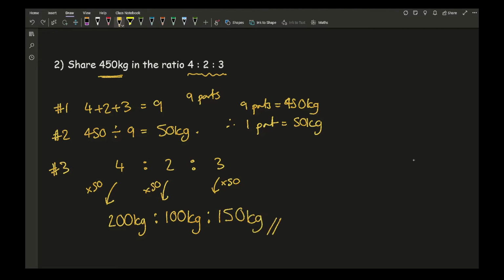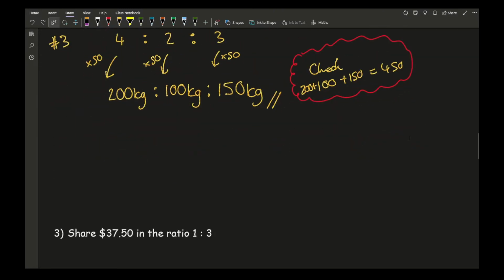And again, if I want to check the answer, I just add those numbers up. So to check, 200 plus 100, oh, not 1000, plus 150 equals 450. I don't know why I keep writing thousands. 450, and there you go. Again, you don't have to check your answers for every single question, but it's good practice if you have some time at the end of, let's say, an exam, just to make sure you have done it correctly.